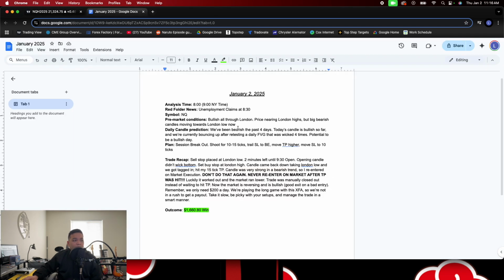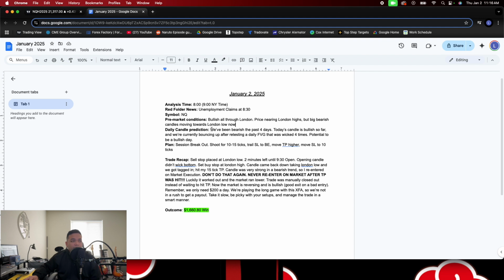So this is what my journal looks like here. I have an analysis time, so the time that I come to the charts and start looking at everything. I have a section for red folder news, whatever I'm trading, pre-market conditions. So I'll note stuff here, like for example, we're bullish all through London, we're approaching the highs, but then a bearish candle started taking it down.